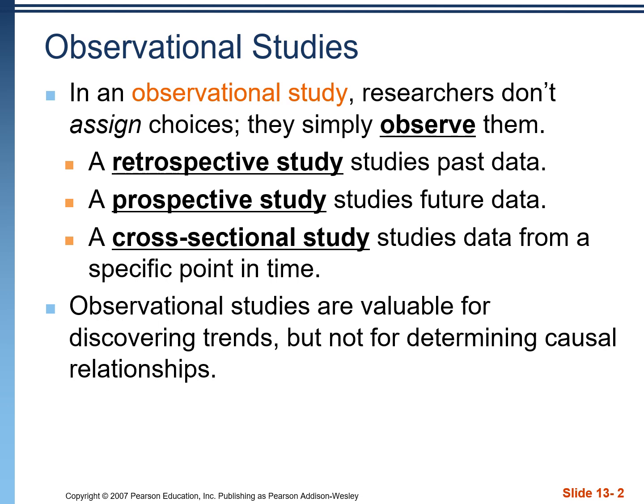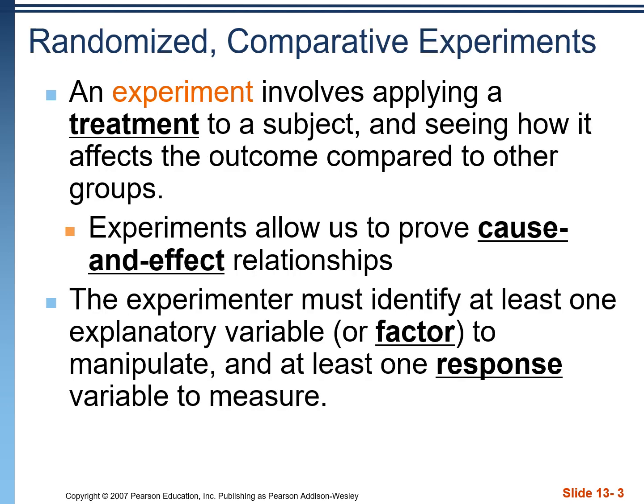Okay, when we do observational studies, we can use them to discover trends, but we can't determine causal relationships between two variables. In order to actually identify those causal relationships, we need to conduct a randomized comparative experiment. And in an experiment, it involves applying a treatment to a subject, seeing how it affects one group compared to another. This allows us to prove that cause and effect relationship.